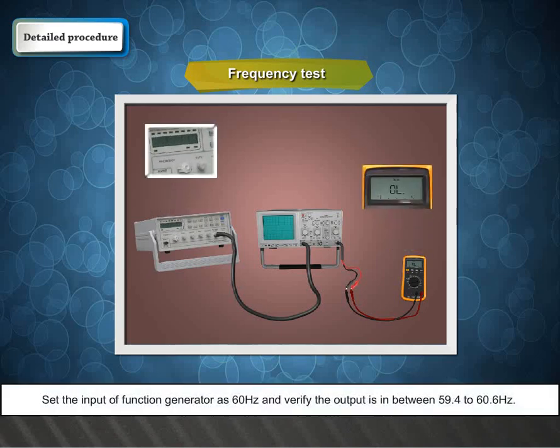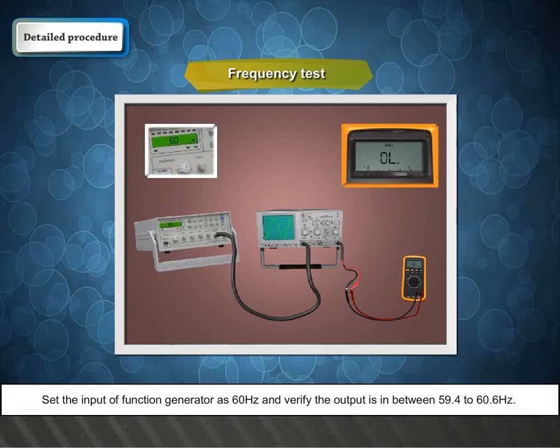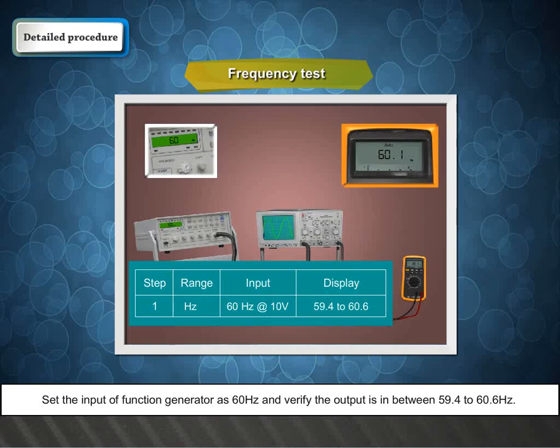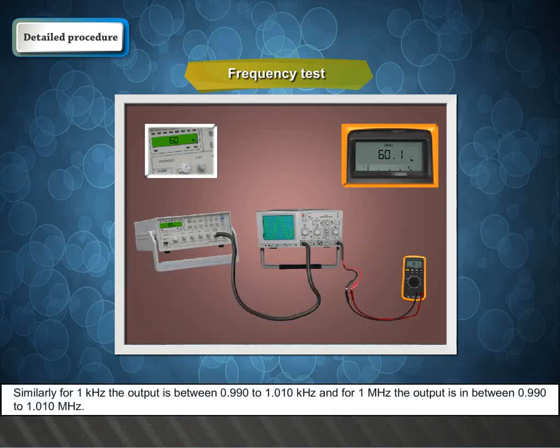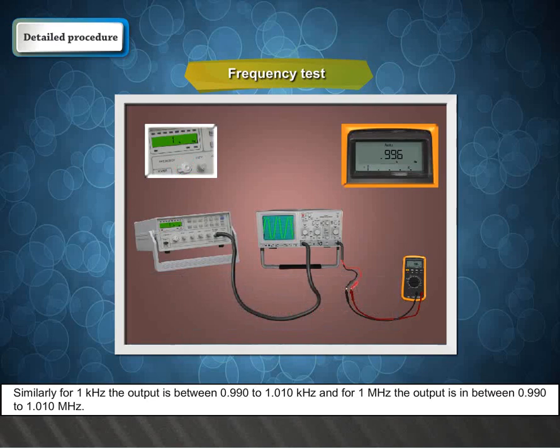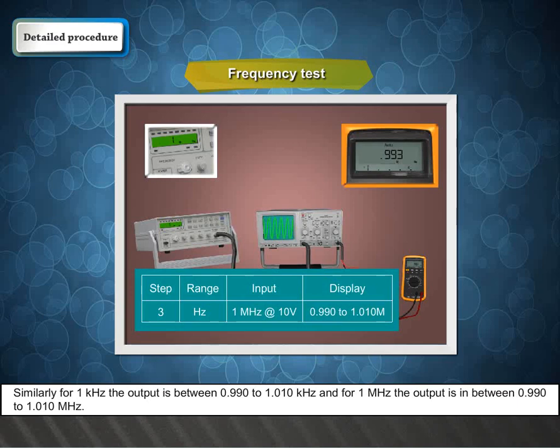Set the input of the function generator as 60 Hz and verify the output is between 59.4 to 60.6 Hz. Similarly, for 1 kHz, the output is between 0.990 to 1.010 kHz, and for 1 MHz, the output is between 0.990 to 1.010 MHz.